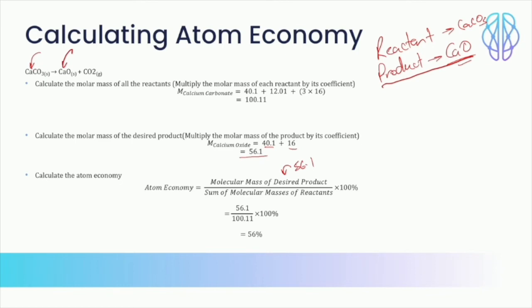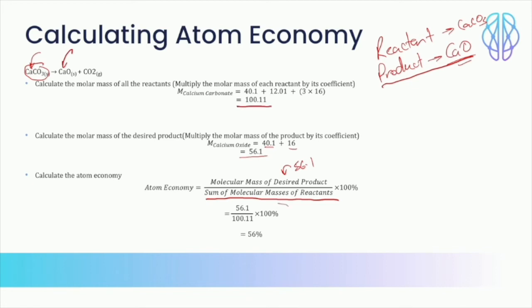On your denominator, we want the sum of the molecular masses of the reactants, right? So with this reaction, it's relatively easy. We only have one reactant, so we need to find the mass of calcium carbonate. So we need the masses of calcium, 1 carbon, and 3 oxygens respectively. If you add that up, you get a total of 100.11.